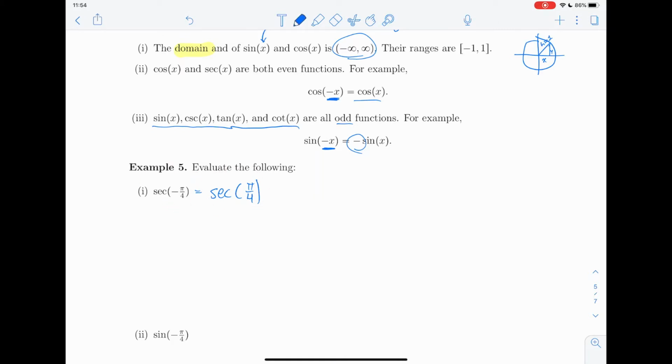So if I did secant of pi over 4, I'm going to draw pi over 4. There it is, first quadrant. If that's pi over 4, this is a 45, 45, 90 triangle. So I have a 1, 1, and a square root of 2. And so what I witness is that secant is going to be hypotenuse over adjacent. So in this case, I'm going to end up with the square root of 2 over 1, which is the square root of 2.